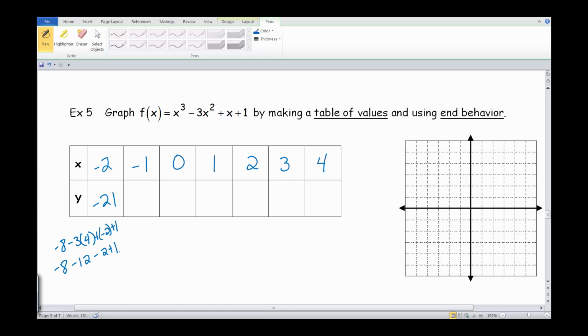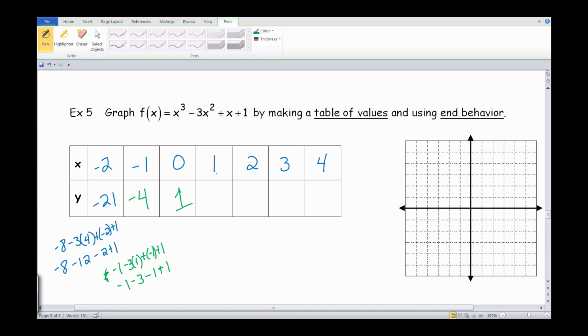For negative 1, when we put it inside, we end up with negative 1 cubed as negative 1, minus 3 times negative 1 squared, which is positive 1, plus negative 1 plus 1. So it looks like we end up with negative 1 minus 3 minus 1 plus 1. So negative 4, negative 5, negative 4 as a result. When we plug in 0, the nice thing about 0 is that this is gone, gone, gone. Just that last value, 1.